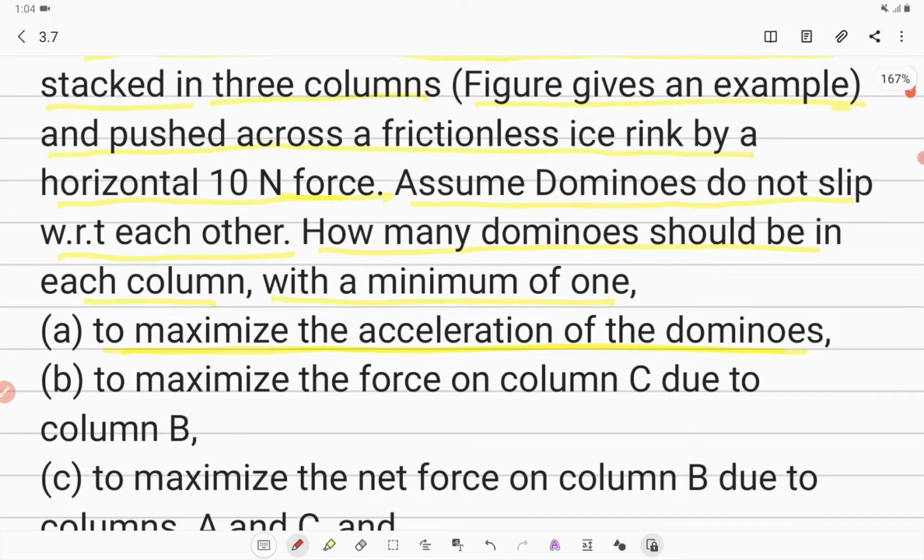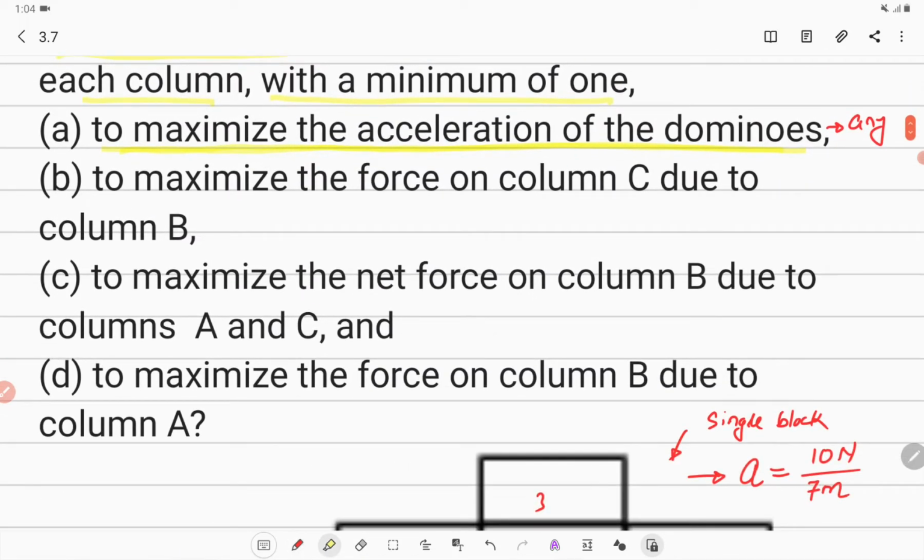So part A, the maximum acceleration of the dominoes, this is always constant, whatever the arrangement of the dominoes. So for part A, the arrangement could be any. So for any arrangement, acceleration will be the same. Okay. Now let's proceed toward part 2.